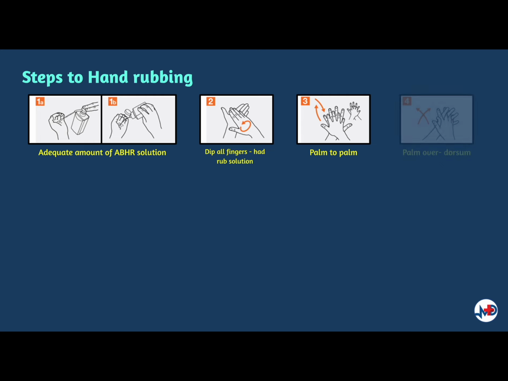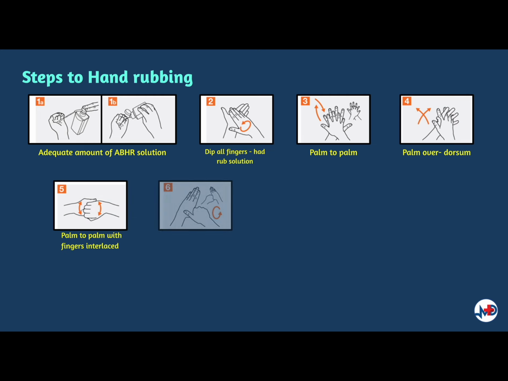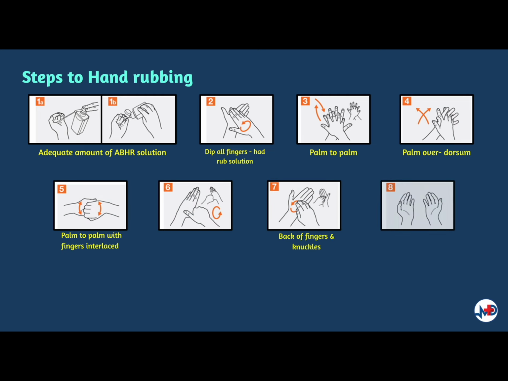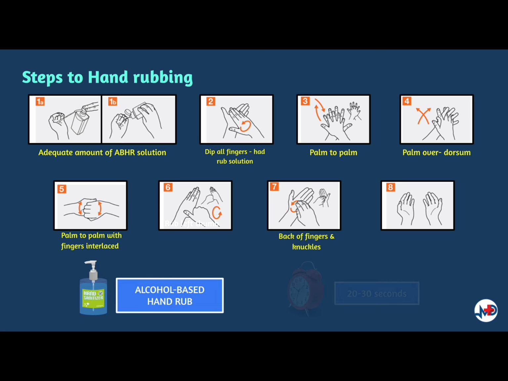The equipment needed to perform hand rub is a bottle of alcohol-based hand rub solution. The following are the steps to perform an effective hand rub. Take an adequate amount of ABHR solution. Dip all the fingers of the right hand into the left palm with a hand rub solution. Pour the hand rub solution over to the right palm and dip all the fingers of the left hand into the hand rub solution. In that way, you get both the hands covered with solution.